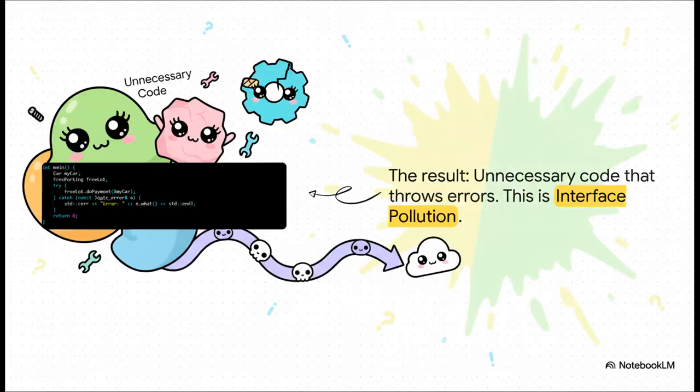And here's where it gets dangerous. If some other part of our application accidentally calls do payment on our free lot, boom, the whole program crashes. We've been forced to write code that isn't just pointless, it's a ticking time bomb. This problem has a name, and it's perfect: interface pollution. We have polluted our nice, clean, free parking class with methods it has absolutely no business knowing about.